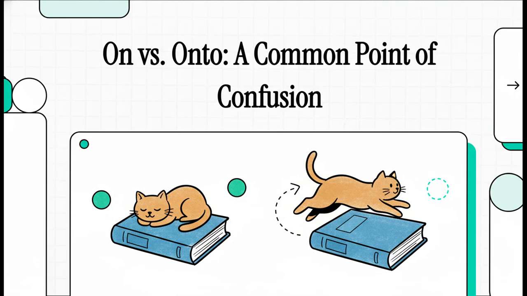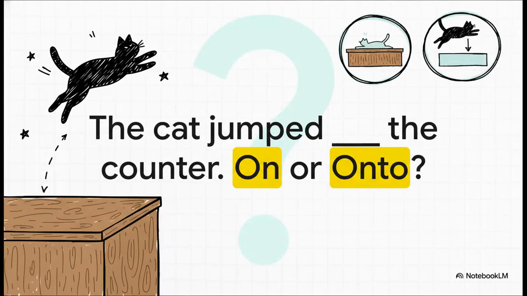Hey everyone, and welcome. Today we're going to tackle two tiny words that cause a whole lot of confusion: on versus onto. There's a really simple core rule and one key exception. Once you get these, I promise you're going to nail it every single time. Okay, let's just dive right in with a test.